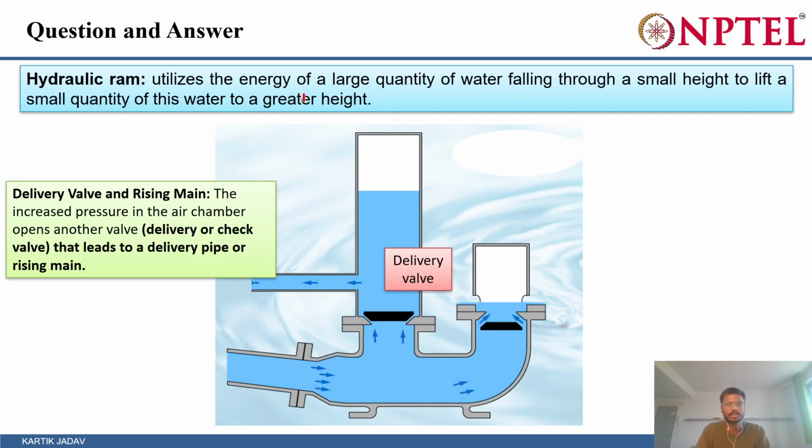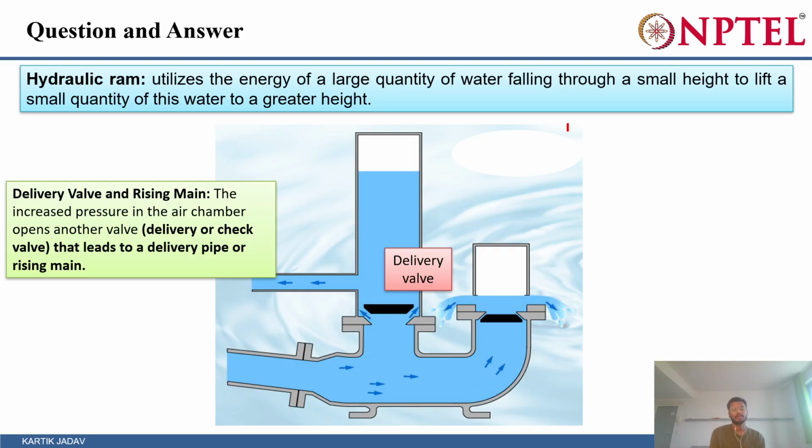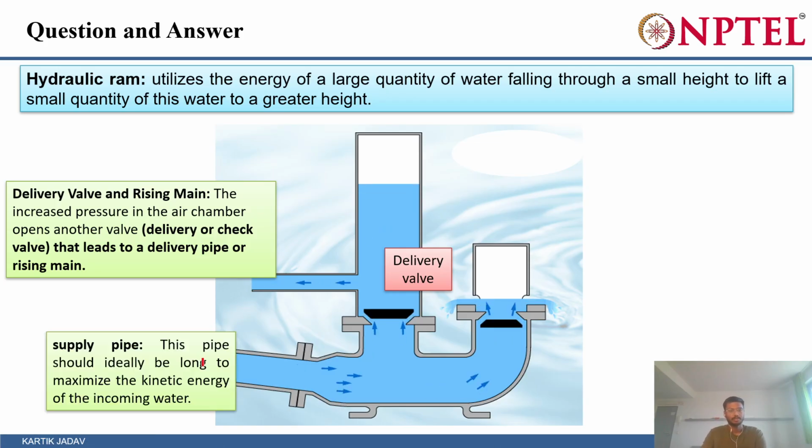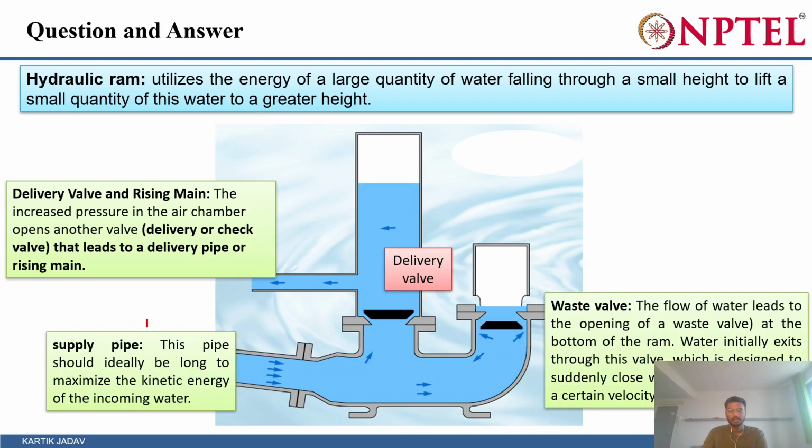It utilizes the energy of a large quantity of water falling through a small line, and it generally requires a higher delivery side supply line, provides sufficient momentum, so water gets delivered at a suitable location. So this is the supply pipe, then we have a delivery valve or rising main. Basically, this pipe should ideally be long to maximize the kinetic energy.